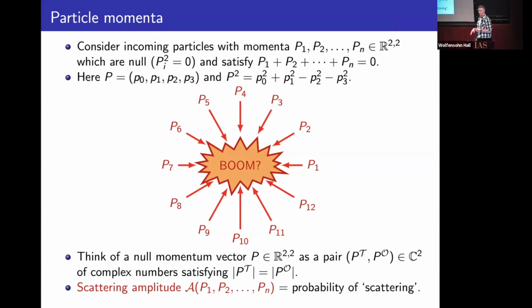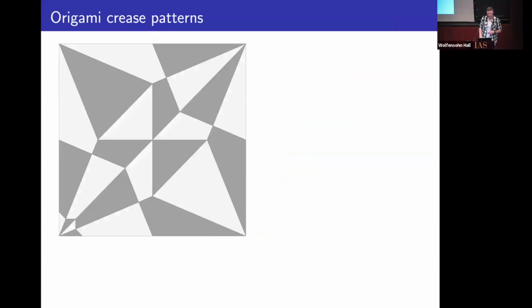And now I'm going to switch to origami. So here's a picture. This is the main object of the talk. It's the origami crease pattern. So by definition, it's a kind of cell complex in the plane. So each face is a convex polygon. They're colored black and white in a bipartite way.